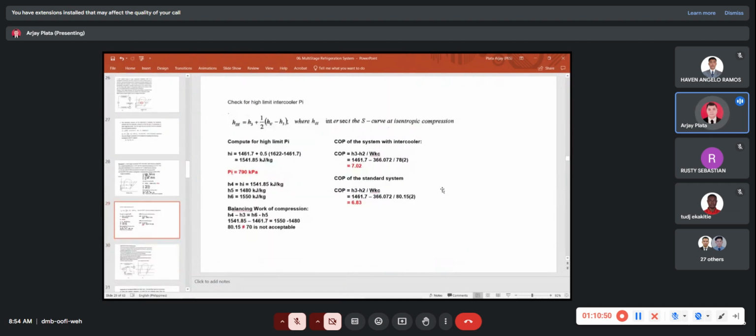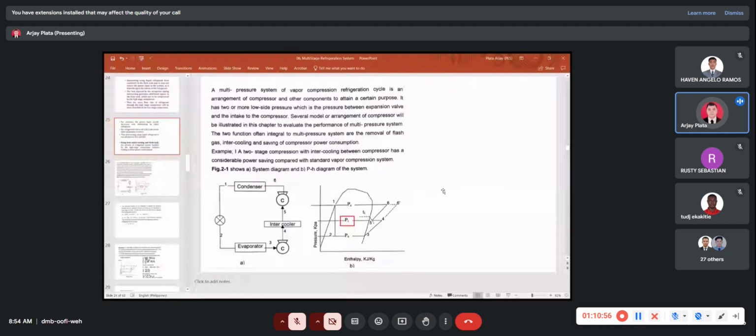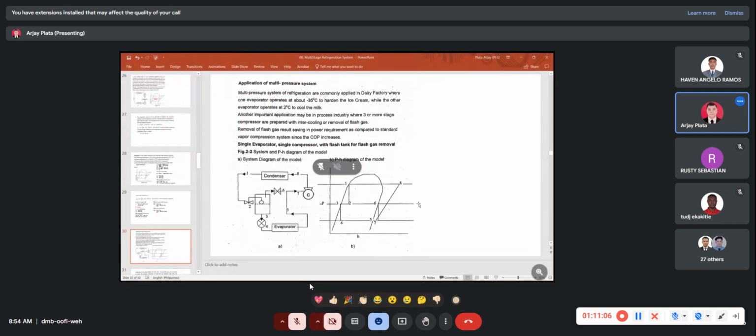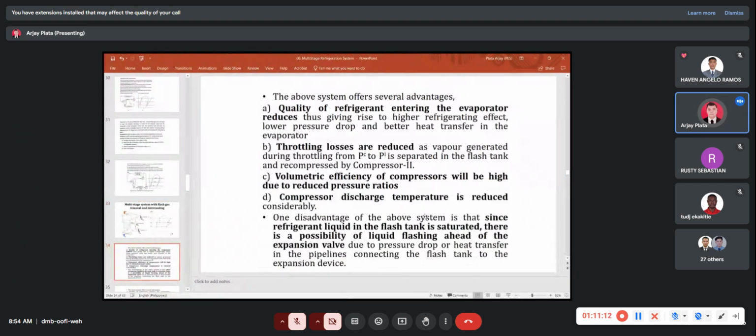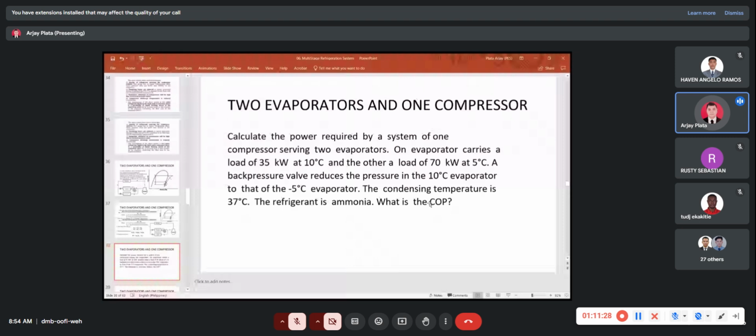The following are just an example. In our next meeting, we will solve problems involving flash tank and intercooler face to face. Next week, face to face tayo, right? We will discuss these example problems for you to be able to solve the refrigeration cycle with multi-pressure, so two evaporators and one compressor.